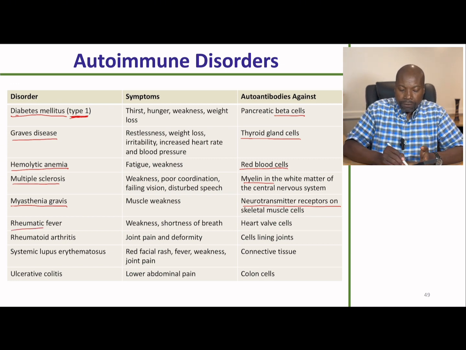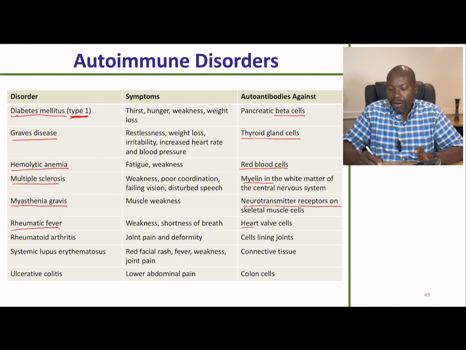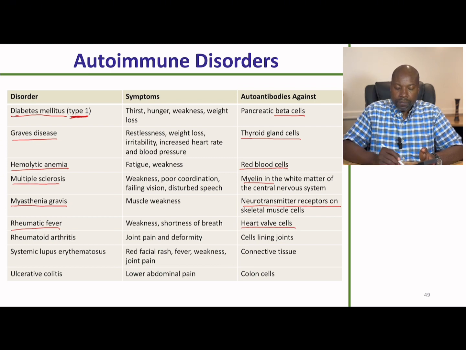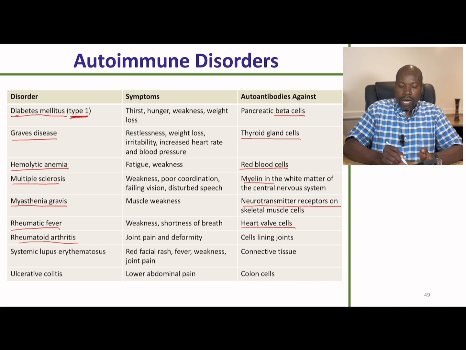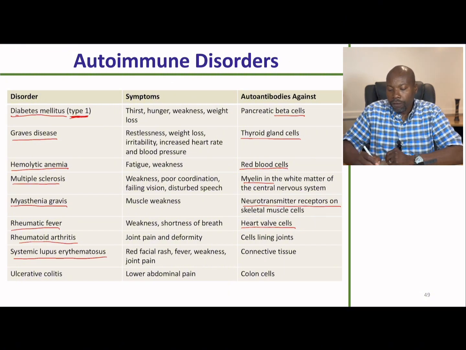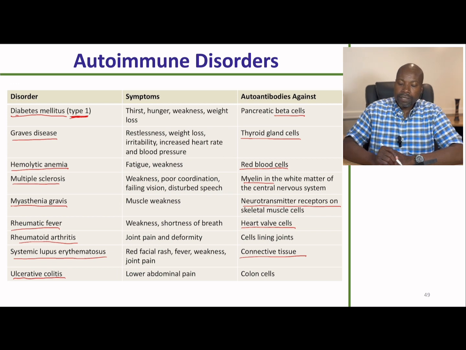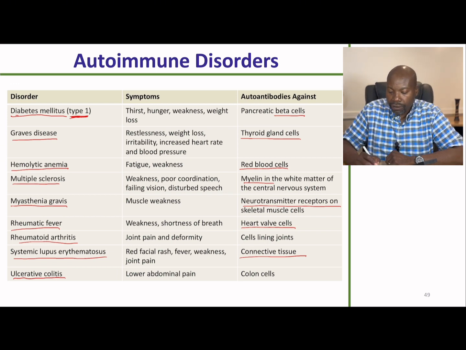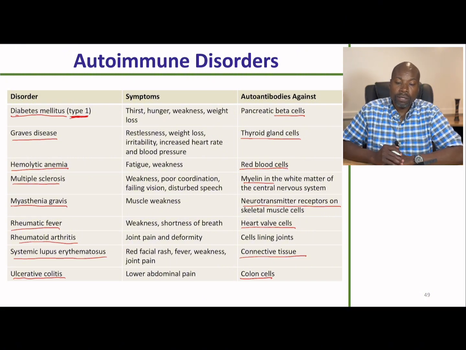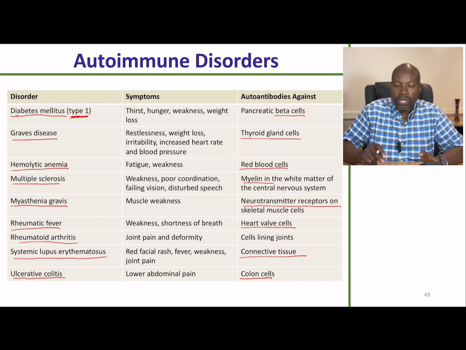We have rheumatic fever, which is a condition in which heart valves are affected. Rheumatoid arthritis, systemic lupus erythematosus. So this is a condition of the connective tissue. And then we have ulcerative colitis. Ulcerative colitis is basically when our colon cells start dying because of our own immune system. So these are some examples of autoimmune diseases.